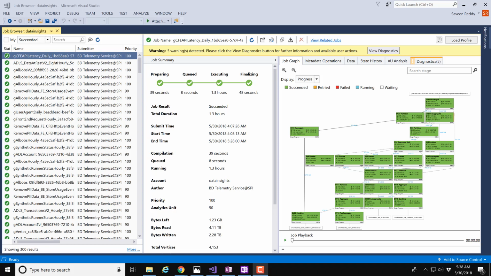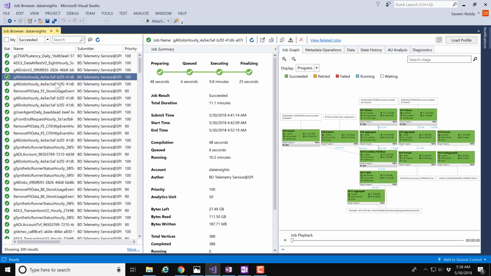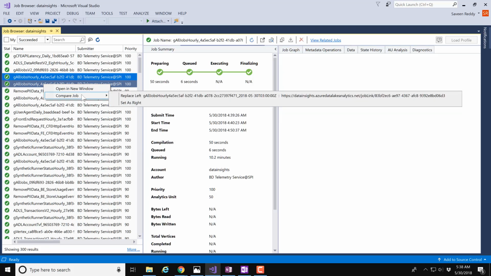I'm looking now at a list of jobs in an account, and you'll notice there are a bunch of jobs that have a similar name. In this case, I'm going to focus on the one that begins with G all jobs hourly. What I want to do is understand the difference between two of these jobs. So I'm going to right-click on one job, and then I see compare job. I'll set that as left. I'll pick another job with the same beginning name, compare job, set as right.